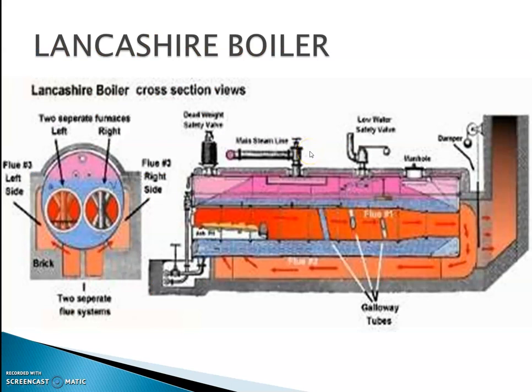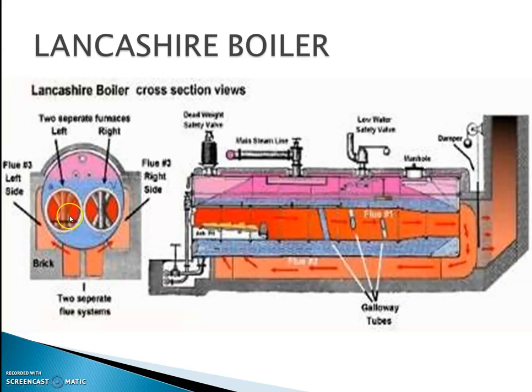The next fire tube boiler is the Lancashire boiler. The Lancashire boiler is a stationary, horizontal fire tube boiler. The circulation is natural circulation. The specification of the boiler is: the diameter of the shell is 2 to 3 meters. The length of the shell is 7 to 9 meters. The maximum working pressure is 16 bar. The steam capacity is 9000 kg per hour. The efficiency of the boiler is 15 to 70%. The Lancashire boiler is generally used for textile industries, sugar industries, or chemical industries.